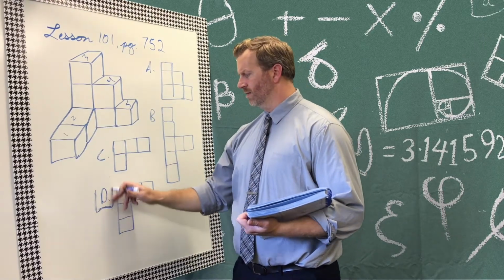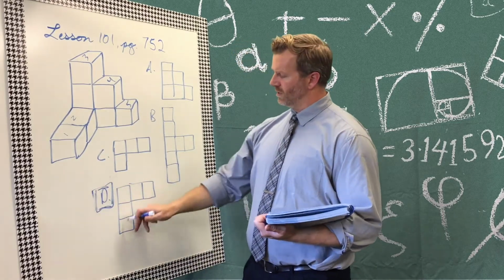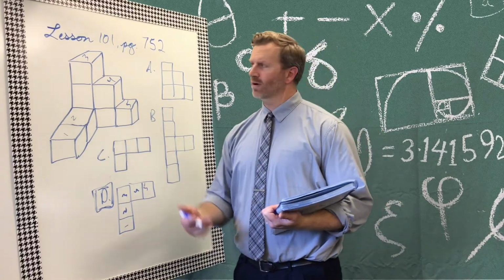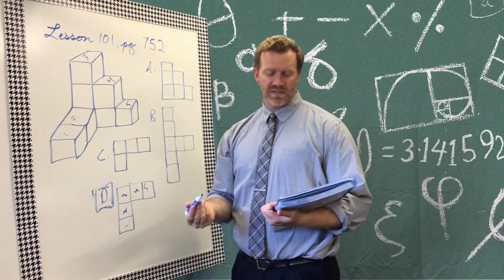Bingo. D. Absolutely, because here's 1, 2, 3, 4, and 5. Cool, you see how that works? If we're looking from the top, that's what we'd see.